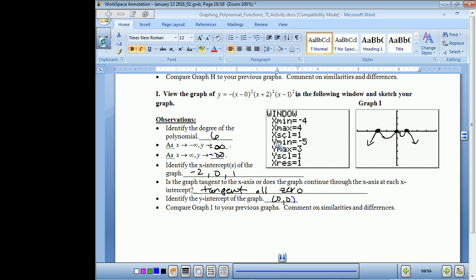All right, so this one, it gave us the window. We look at our graph. We say everything. Even power, bounces. Even, bounces. Even, bounces. The degree of the function is 6, which is even. Do both ends go in the same direction? Yes. And that direction is down because the leading coefficient is negative.